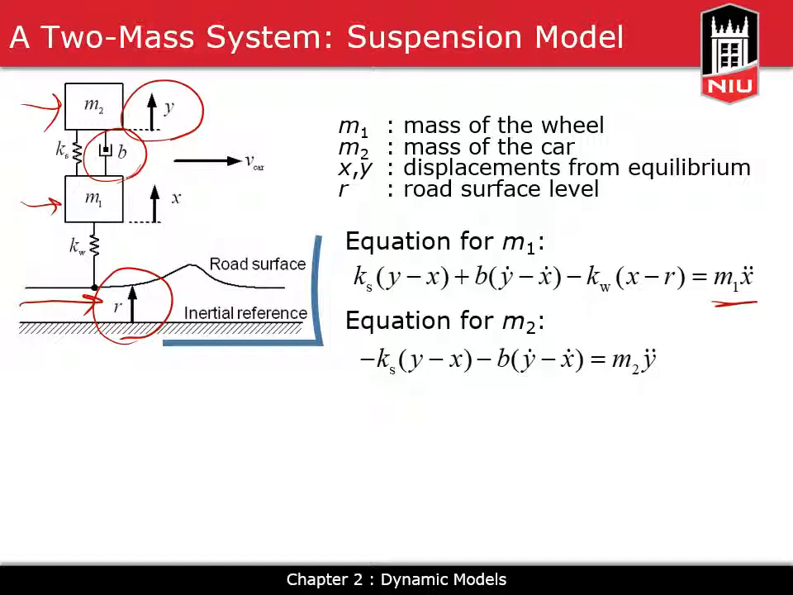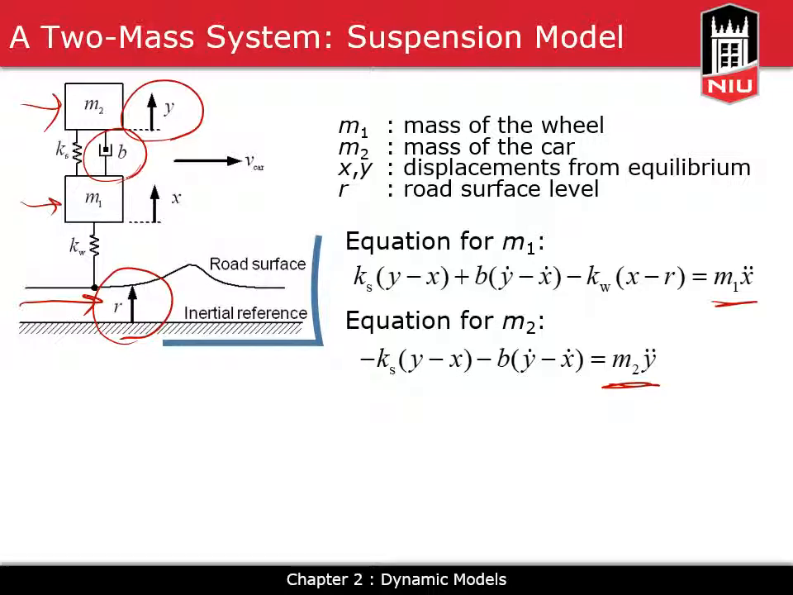The net force on M2 has to be equal to M2 times the acceleration of M2. Displacement of M2 is y, so its acceleration is y double dot. Here we have two equations. In these two equations, we see y, our output, and we see r, the input.